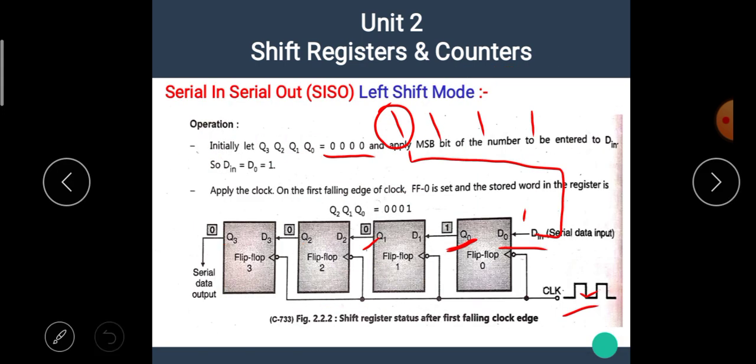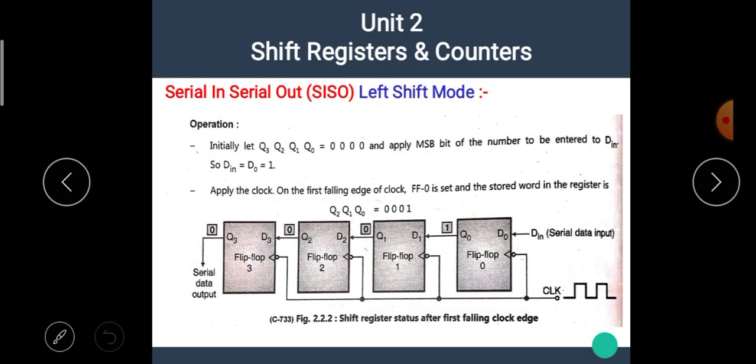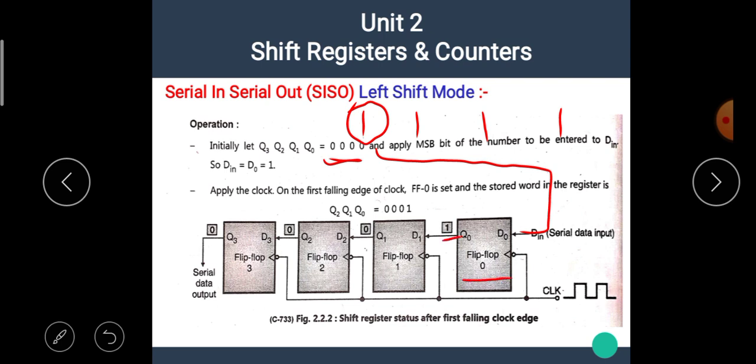Let's see once again. Here we want to store data 1 1 1 1 into the shift register. First apply this MSB to the data in. Initially all the flip flops are in reset condition, hence they have the value 0 0 0 0. After application of the first bit of data, the MSB, to the data in, flip flop 0 sets, hence we get the data 0 0 0 1.